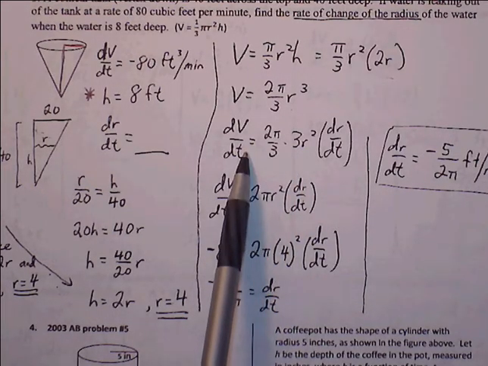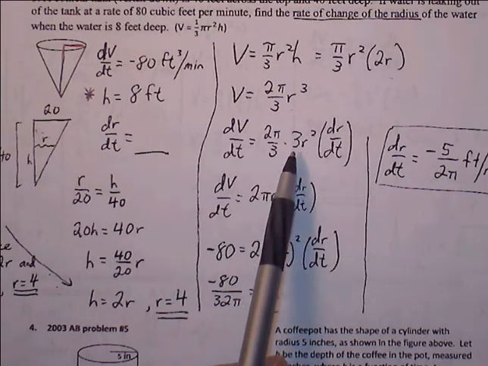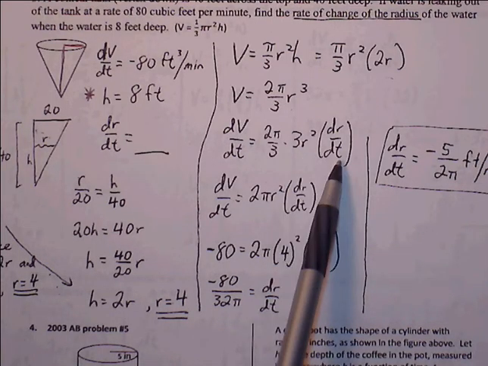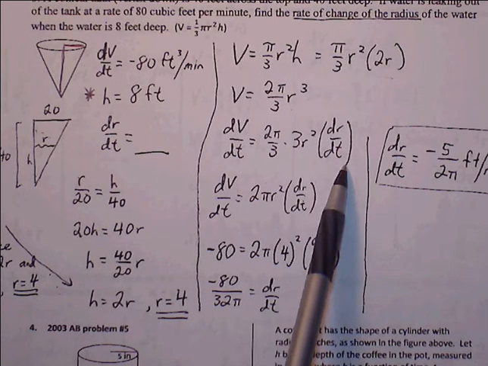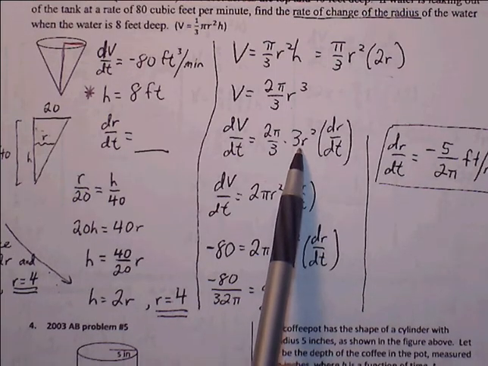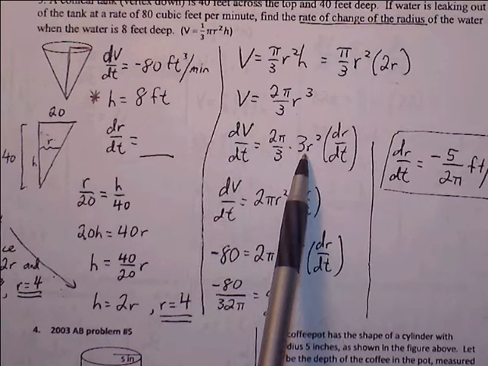We know what dV/dt is. Negative 80, that's what's given to us in the beginning. We don't know what the radius is, so we'll leave that blank. But we do know dr/dt is what we're looking for. So we actually have another missing variable here. How do we find the radius then? Because it's not given to us.